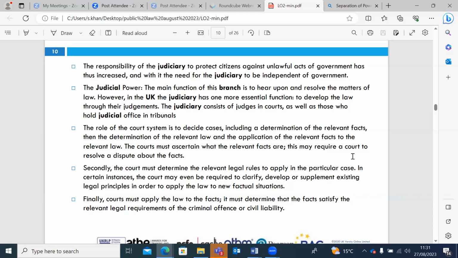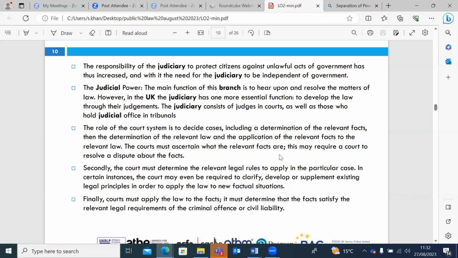The judiciary consists of judges in courts as well as those who hold judicial office in tribunals. The role of the court system is to decide, including a determination of the relevant facts, then the determination of the relevant law and the application of the relevant facts to the relevant law.